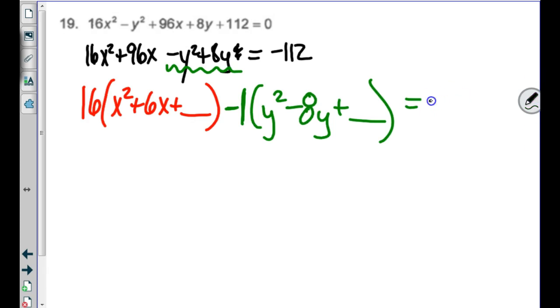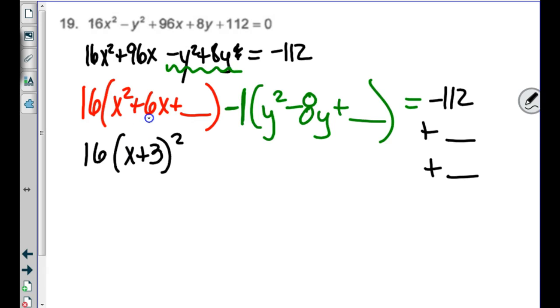And then over here we have a negative 112, and we're going to add a couple blanks. Okay, we're not done with the trickiness though, because when we go to add in those blanks, we got to remember that negative 1 out there. So this one is x plus 3 quantity squared, because we took half, squared it, and we get 9. So what are we putting over here? Whatever 16 times 9 is, right? Did I lose anybody? Right here? Okay, but what happens back here? This is the one I'm worried about.